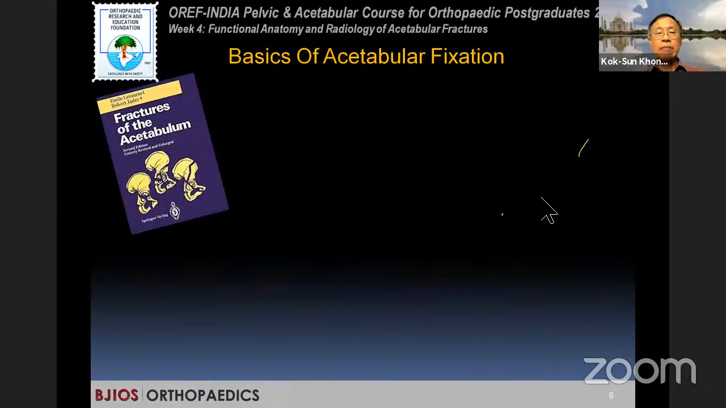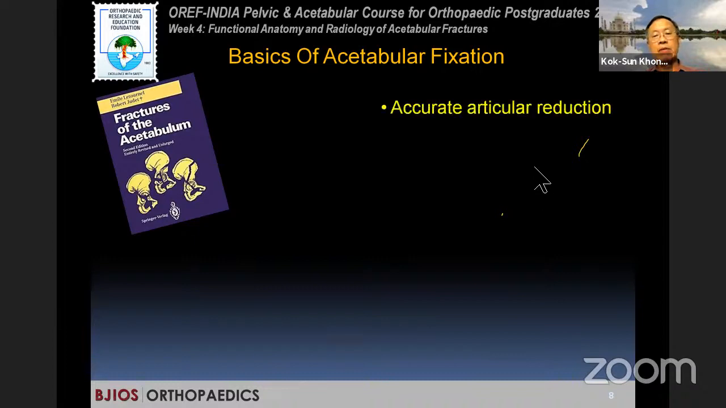So knowing the anatomy gives you the basics of acetabular fixation, which must be fulfilled to get an optimum outcome. Because it's a joint, you have to have accurate reduction, but you can accept some secondary congruence if your fixation is not too rigid.